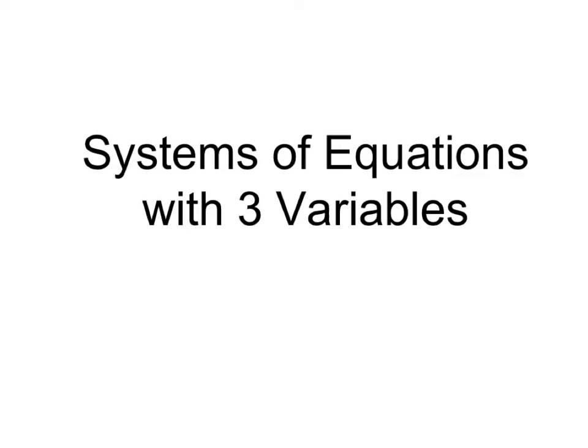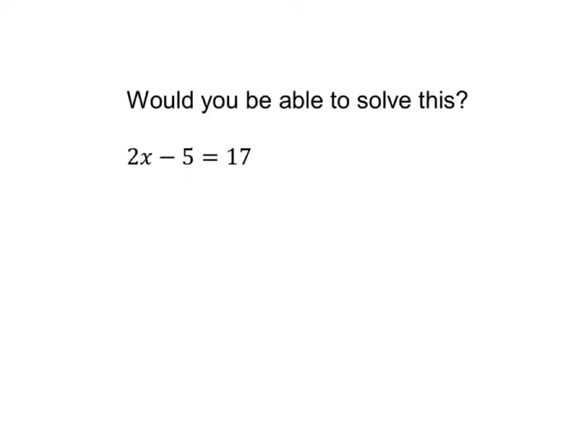We're going to look at systems of equations that have three variables in them. Before we do that, I want you to think about a couple of questions. Take a look at this equation, 2x minus 5 is equal to 17, and I want you to ask yourself, would you be able to solve this?